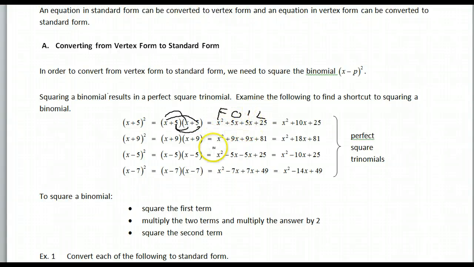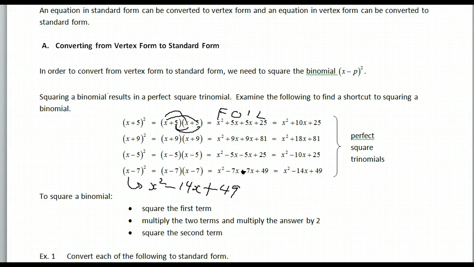But as you'll notice about all of these, a little mistake down here, that should be minus 7x, not plus 7x. If you notice about all of these, really the shortcut for squaring a binomial is to square the first term, multiply the two together, minus 7x, double it, minus 14x, and then square the last term, which will always be positive because you're squaring a positive or you're squaring a negative, and you get 49.